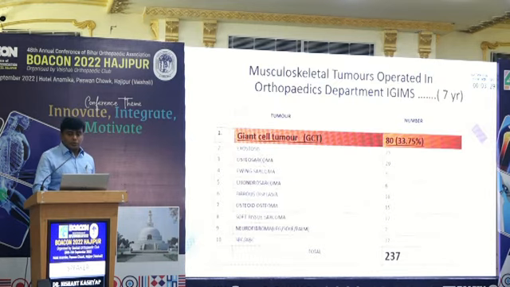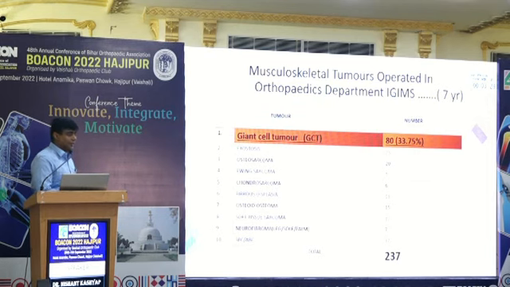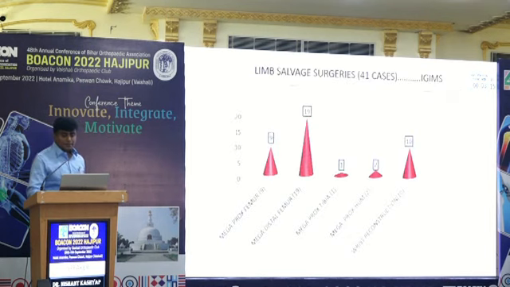So our musculoskeletal tumors were operated in the orthopedic department, IGIMS, in the last 7 years. Among them, 80 cases were giant cell tumor, about 33.75% among 235 patients. Among them, 41 cases underwent limb salvage surgery. Among them, most commonly megaprosthesis of the distal femur.